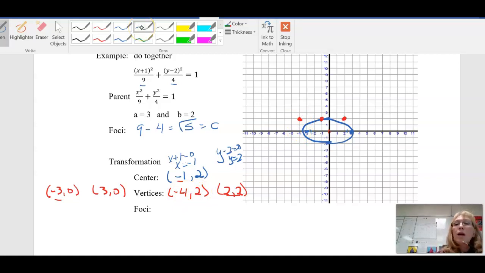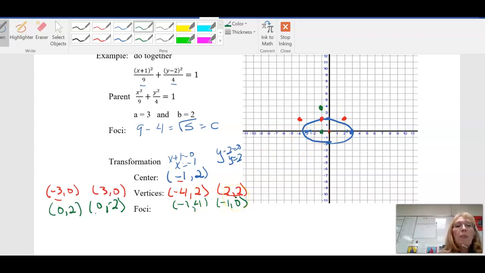Now let's do it with our minor. So our minor was 0, 2 and 0, negative 2. And we do the same thing. So it would be negative 1, 4 and negative 1, 0. So let's see if that works. We take this point, we go left 1 up 2, negative 1, 0. Take this point, left 1 up 2, negative 1, 4.